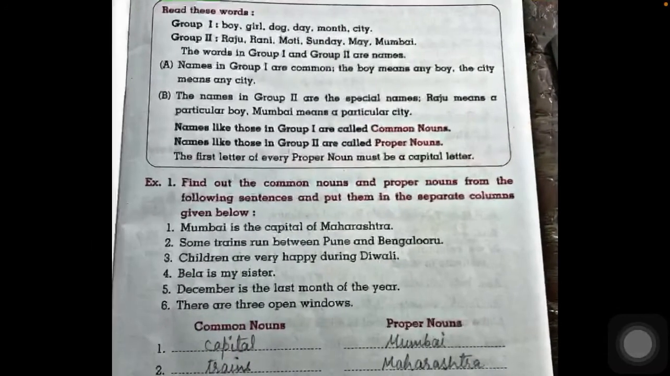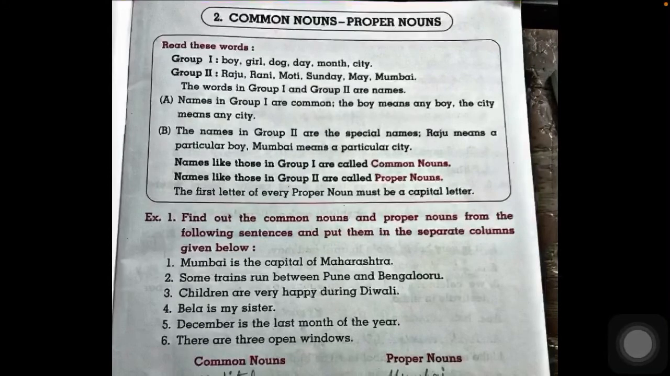Now unit number 2, common noun and proper noun. The first question that arises in mind is, what is a common noun and what is a proper noun? If we are talking about any specific person or specific thing, then it is a proper noun. But if we are talking about any person, any place, any boy, any girl, any dog, day, month, city, in this way, if we pronounce anything like that, it is a common noun, which is common for all persons. But if we are talking about any specific person, then that is a proper noun. The name used for all persons is a common noun, and the name used for any specific person is a proper noun.